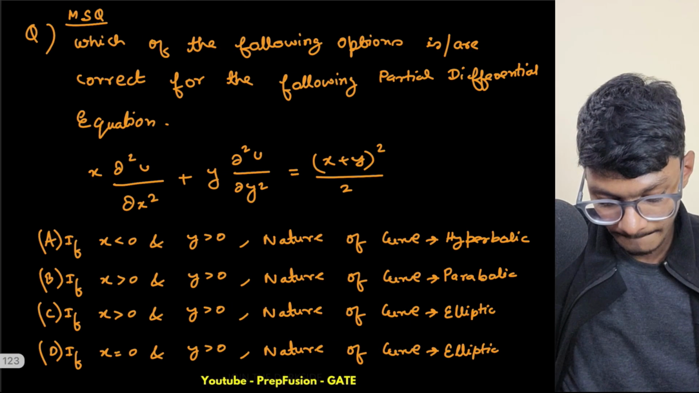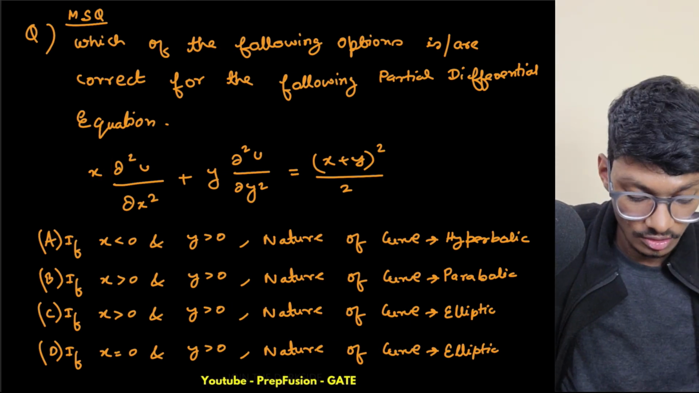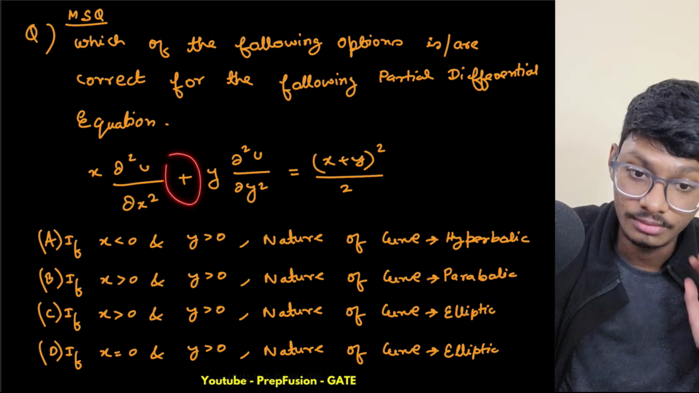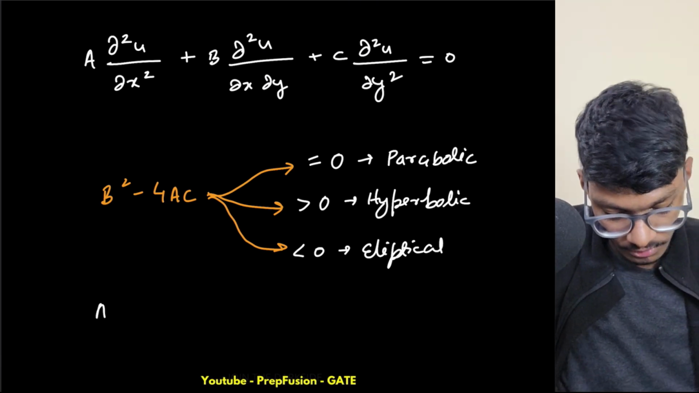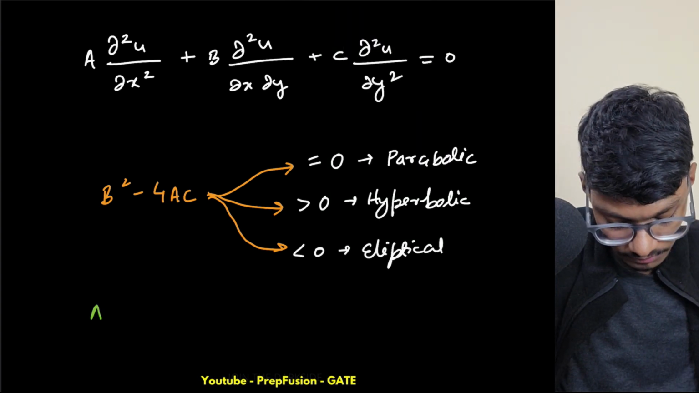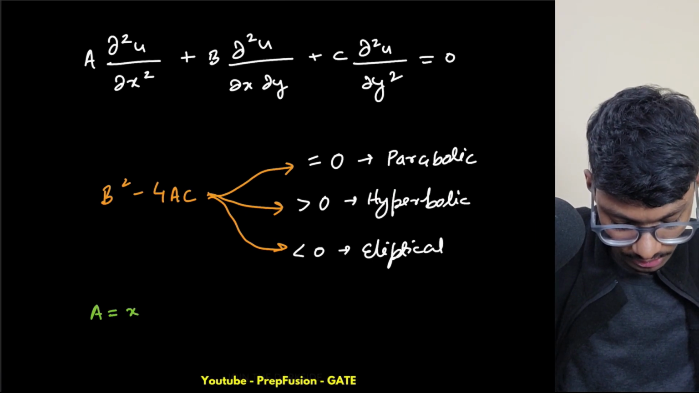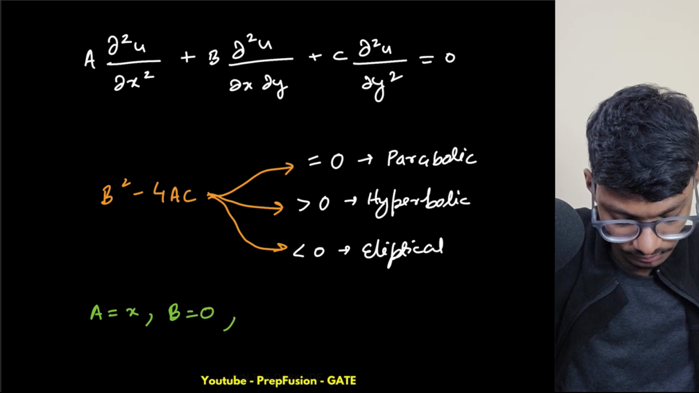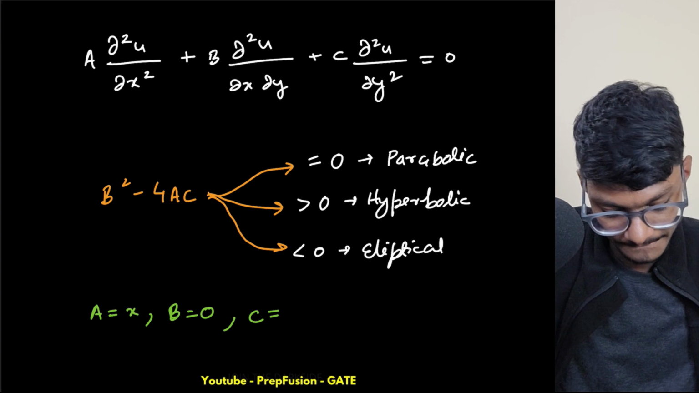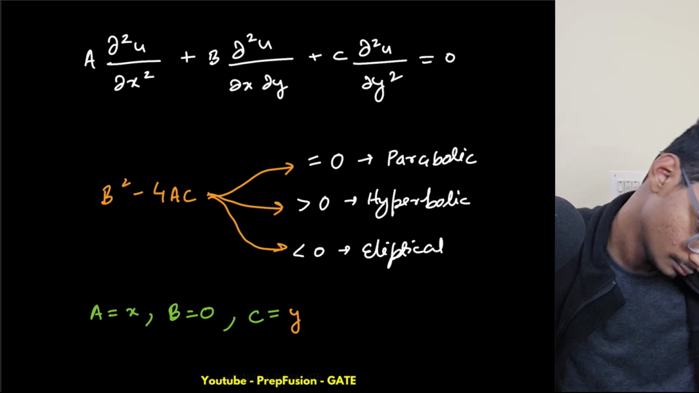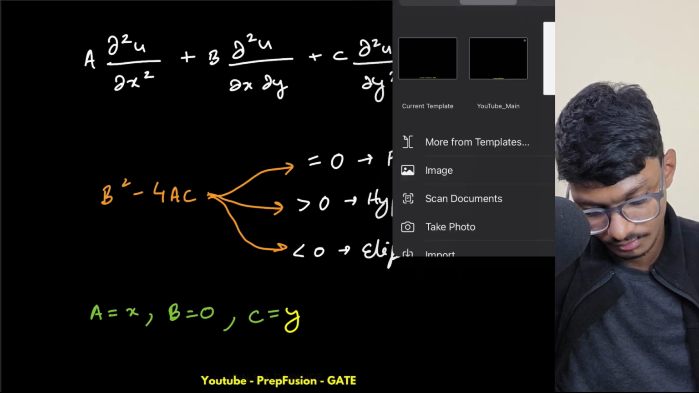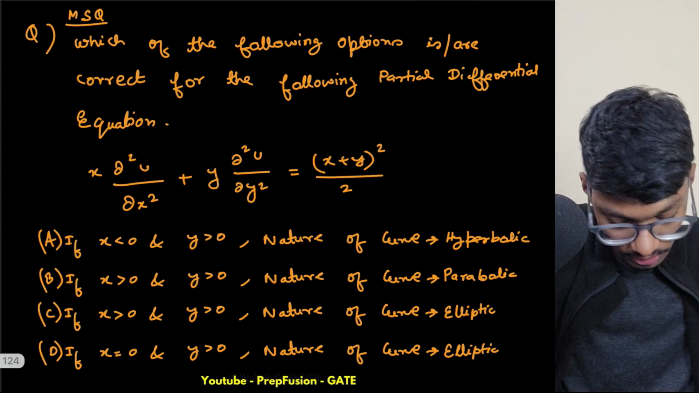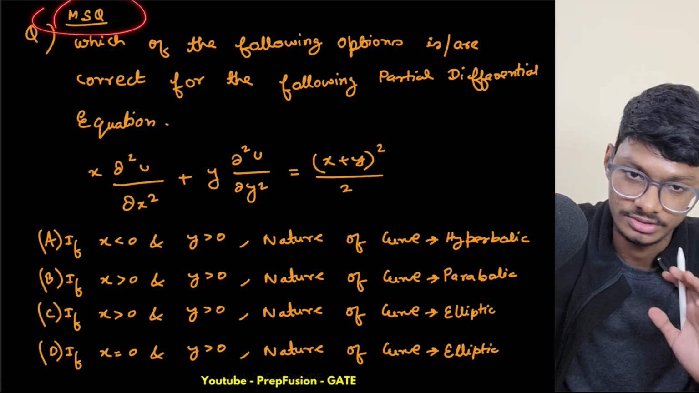Now what they have given us: what is a over here, a is x, what is b over here, b is 0, c is y. Okay, don't get confused, a is x, b is 0 and c is y. Now let's check for each condition. This was MSQ, so we have to check all the options here.